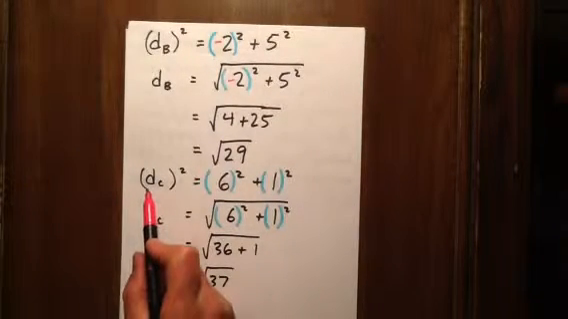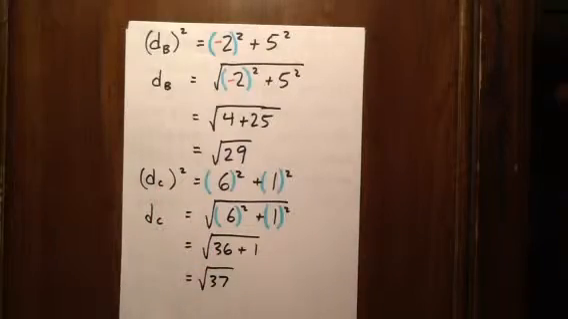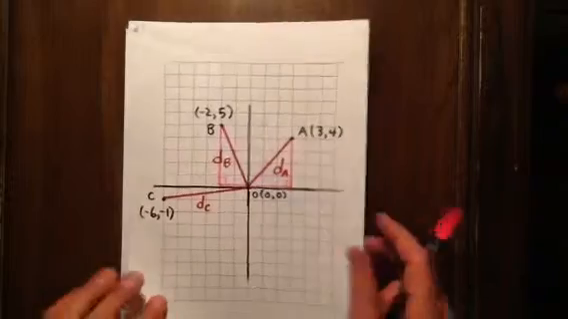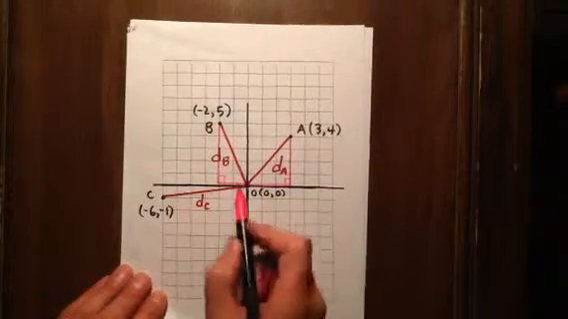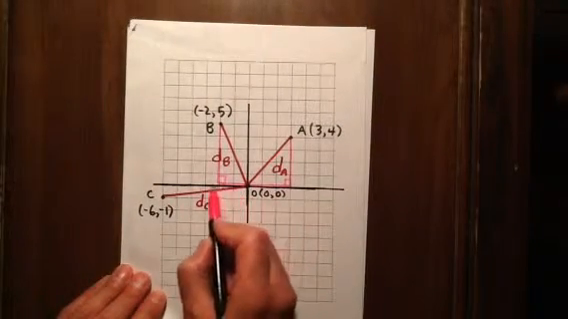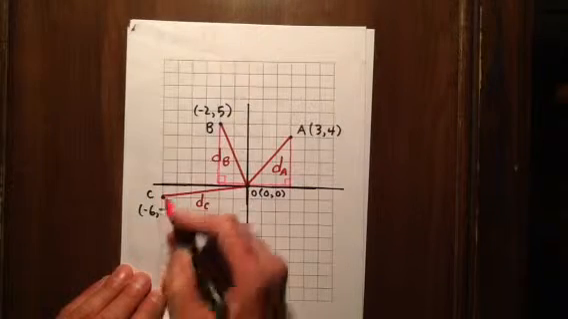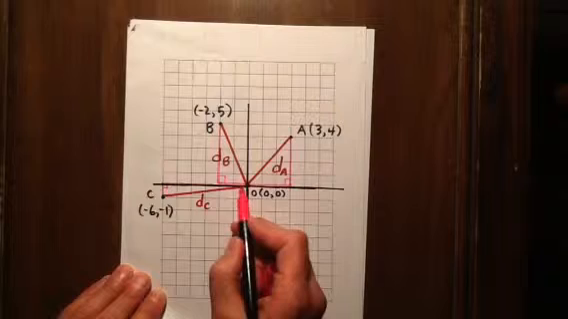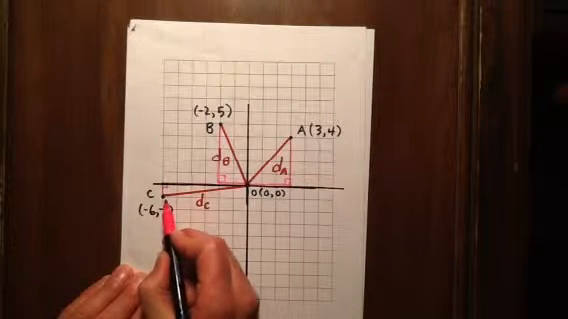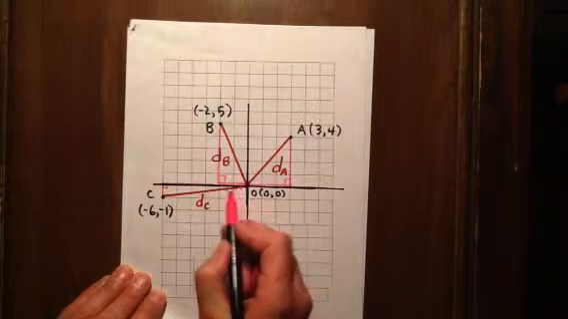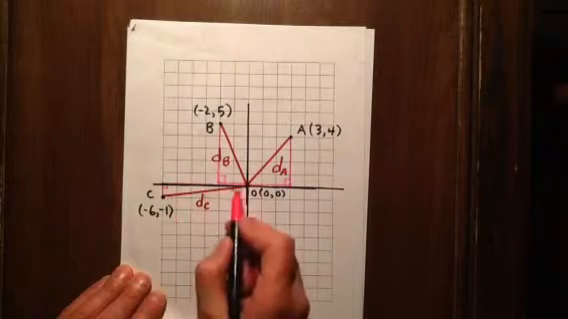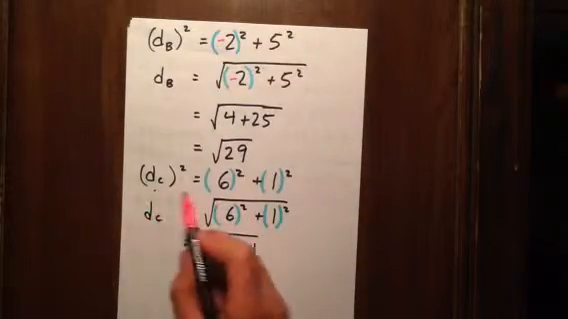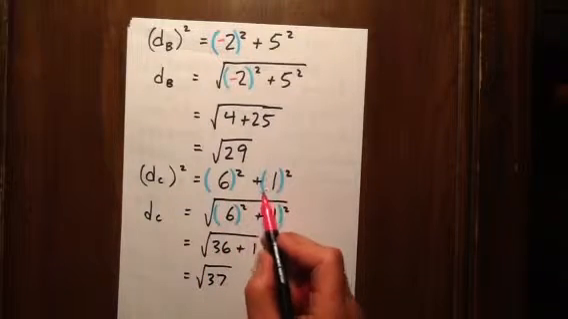Similarly, let's see if we can figure out the distance of Cyrus from Olivia. Well, we see Cyrus is way over here. Well, we can think of this as a right-angled triangle where this is 6 units long and this is 1 unit long, and this red line is the hypotenuse. So DC, quantity squared, will equal 6 squared plus 1 squared.